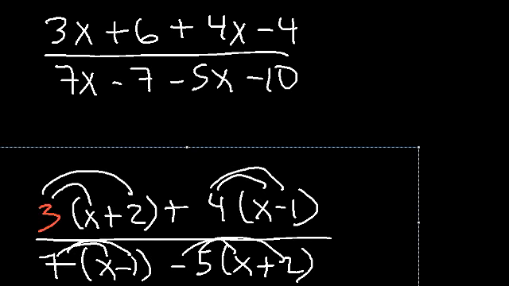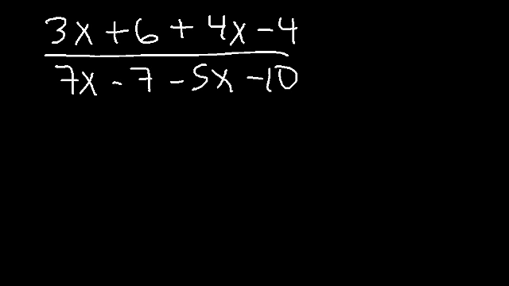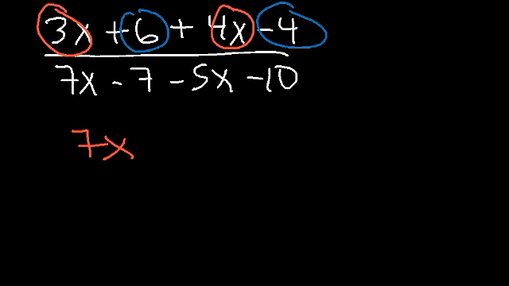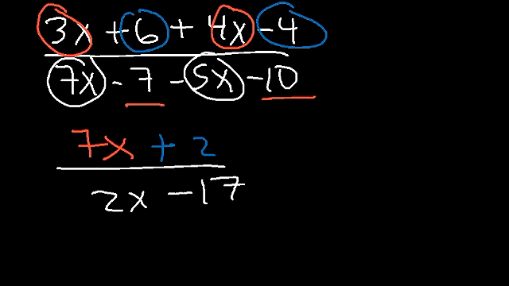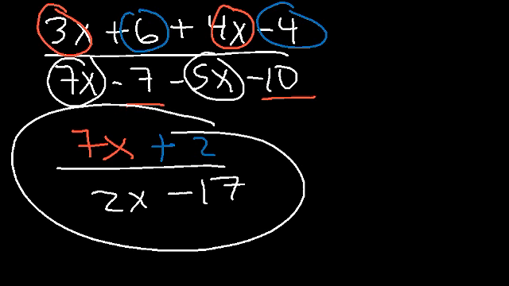So now let's combine like terms. So 3x plus 4x is 7x. And 6 minus 4 is positive 2. On the bottom, 7x minus 5x is 2x, and negative 7 minus 10 is negative 17. So this is it, 7x plus 2 divided by 2x minus 17.